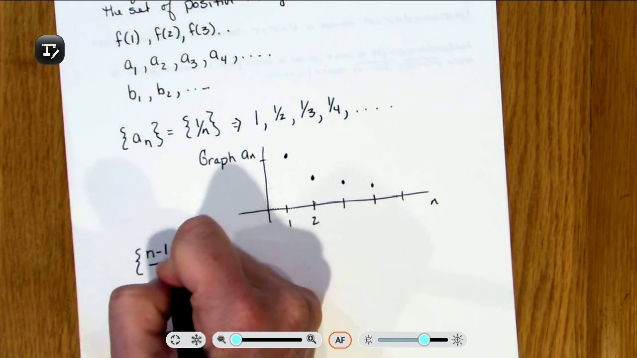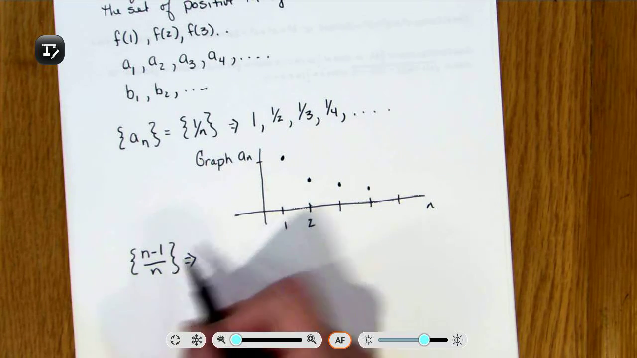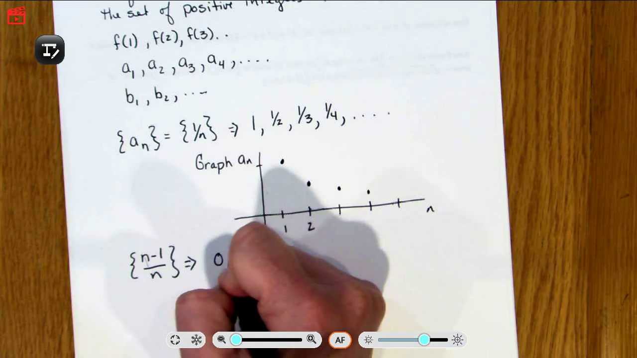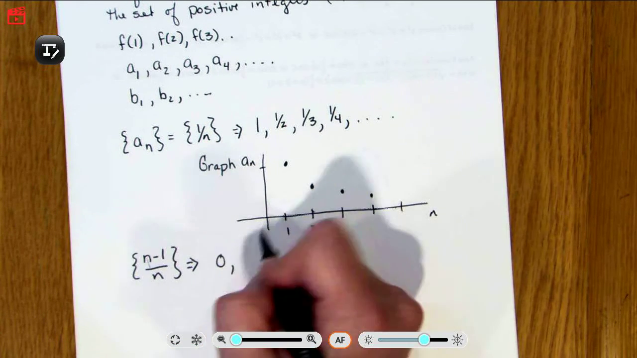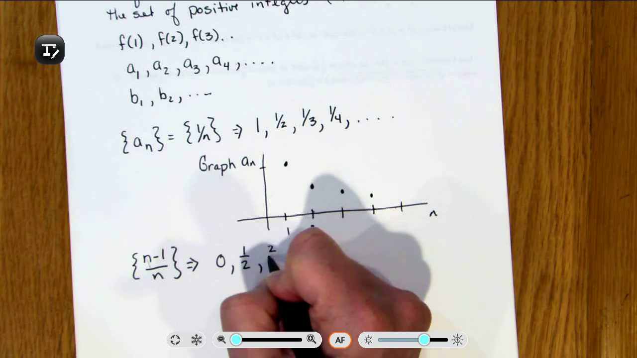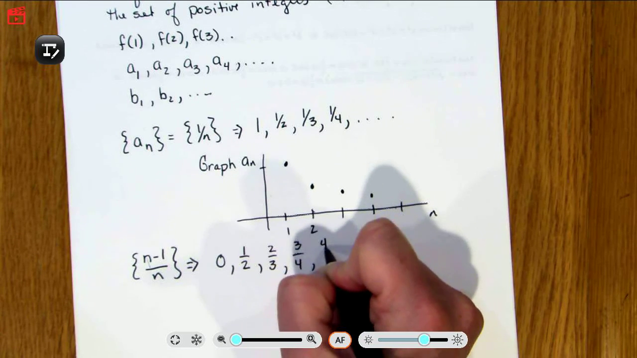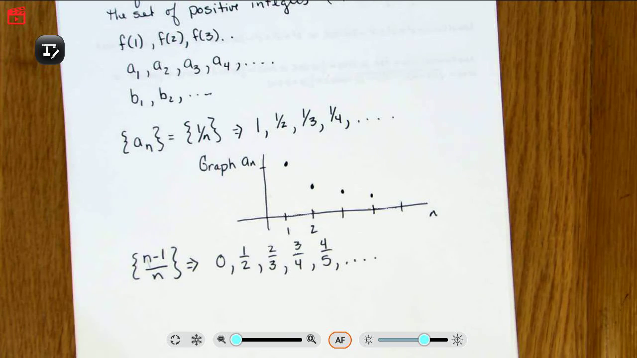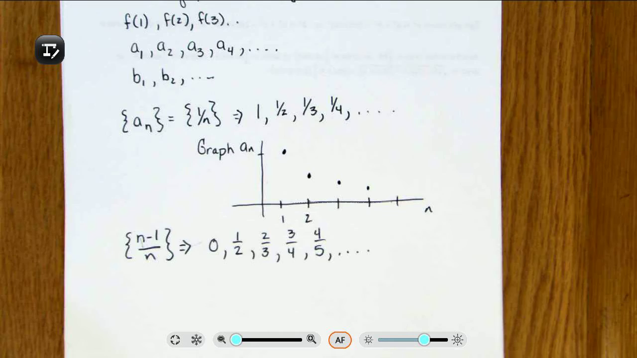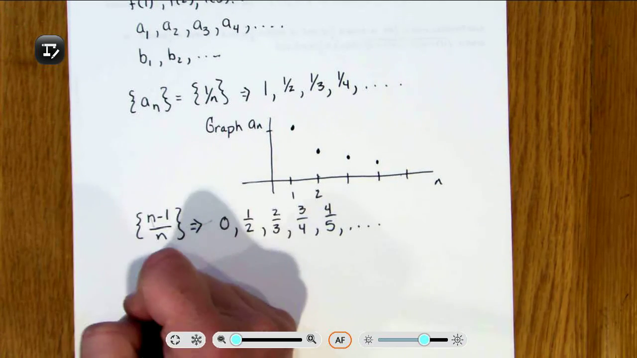So n minus 1 over n. Again, we're just going to list some terms. So if I let n be 1, we would get 0 over 1, or 0. If n is 2, I would get 1 half. If n is 3, I'd get 2 thirds. Then I'd have 3 fourths, 4 fifths. And we hopefully can start seeing our pattern. Our pattern does lead to that formula. We'll do, I think, one more.